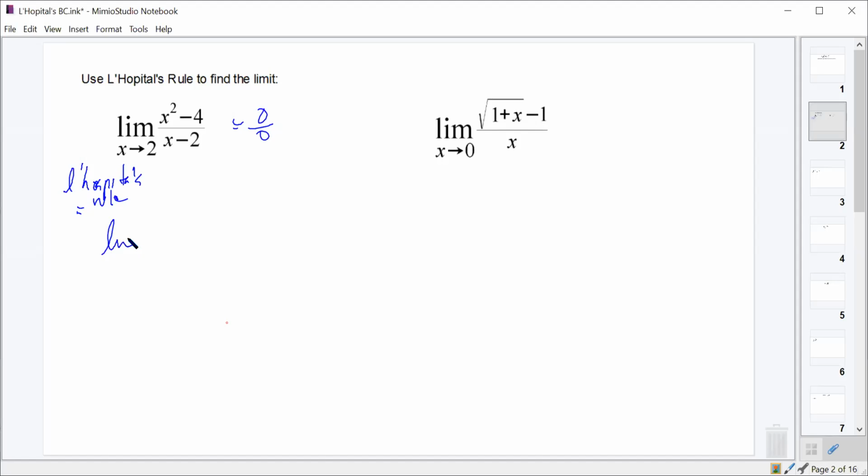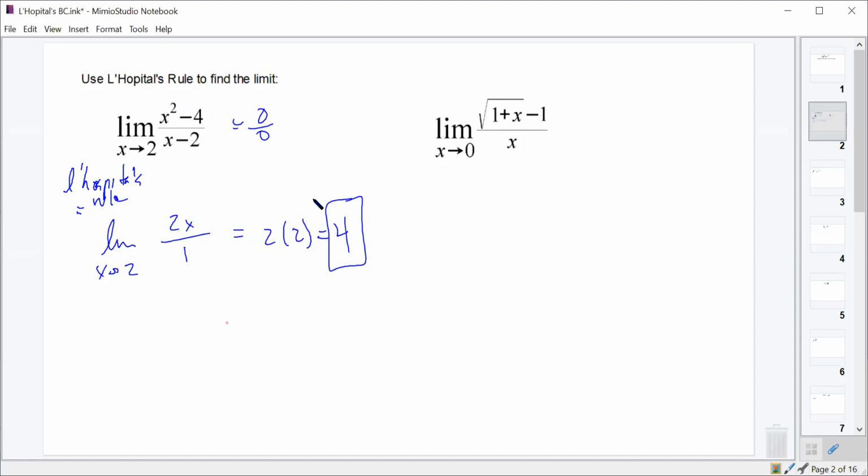So I'm not going to write it out every time. I'm just going to put an LH, but you guys should be writing it out every time. So this becomes the limit as x approaches 2 of the derivative of x squared minus 4, which is 2x, over the derivative of x minus 2, which is 1. Plug it in, you get 2 times 2, or 4. How else could we have done that one? Could have factored it. Exactly. Factored and canceled.